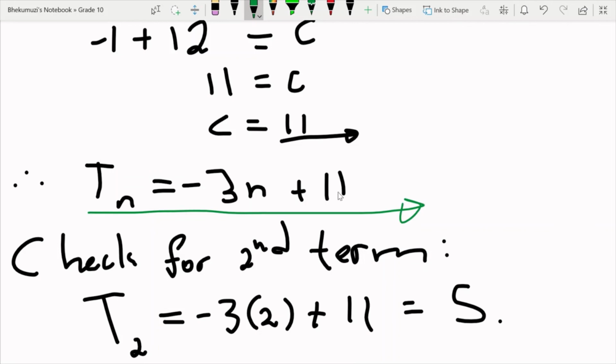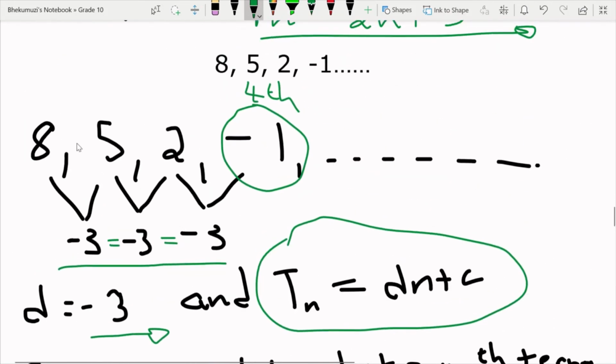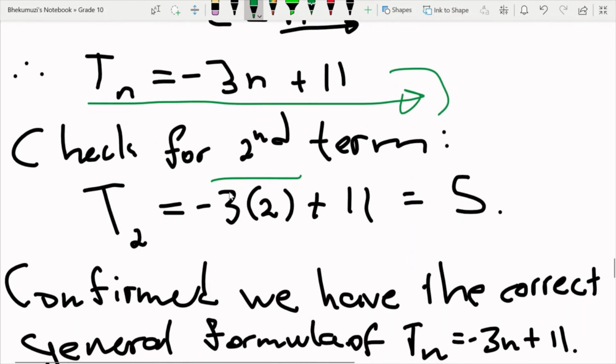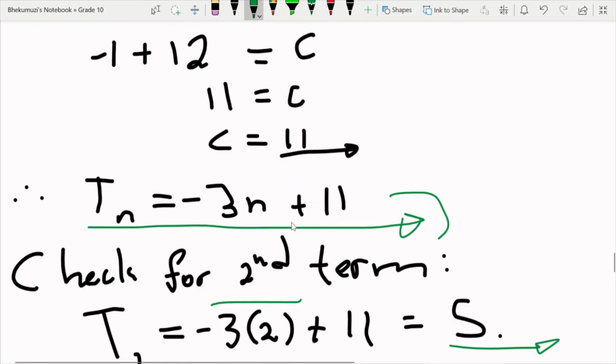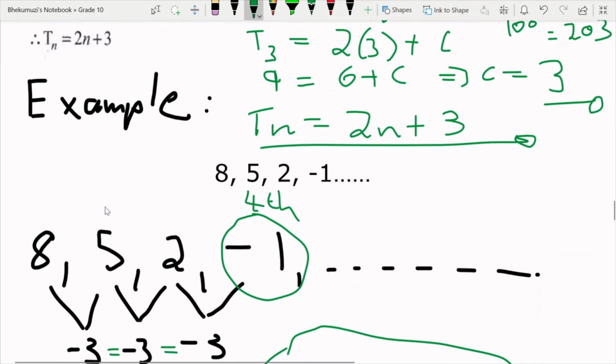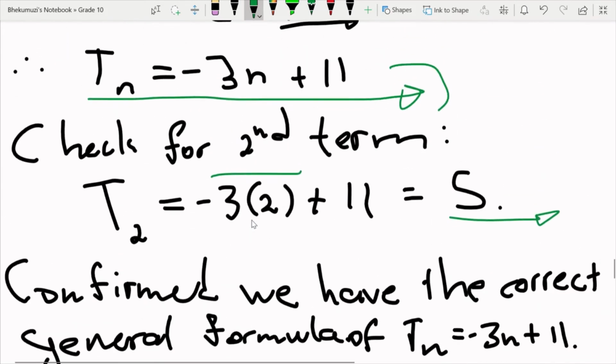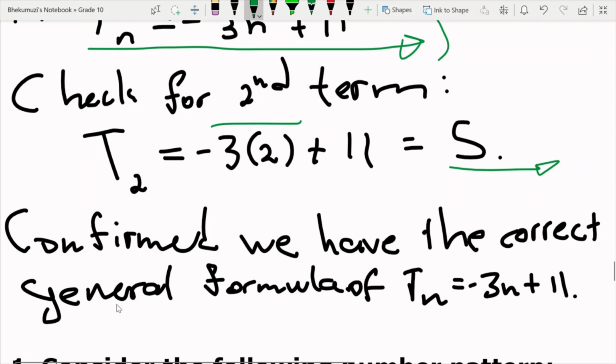But if you're not sure, this is something that's quite important. You can check by taking another term number that is obviously given with the ones that you can see. I took the second term, and when I take the second term, -3 times 2 plus 11 will give me 5. And that is actually the case that I find for the second term, right? For the second term, I do have 5. So it is verified that in actual fact, my formula does work. So it's confirmed that we have the correct general formula, which is Tn = -3n + 11.